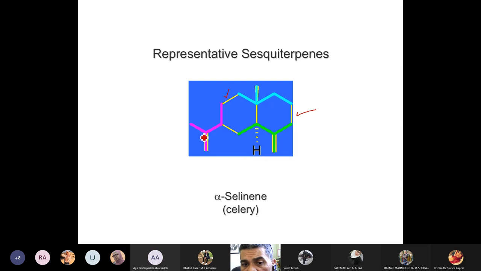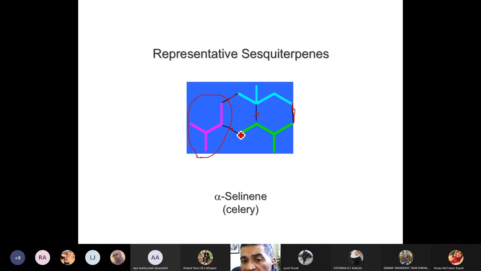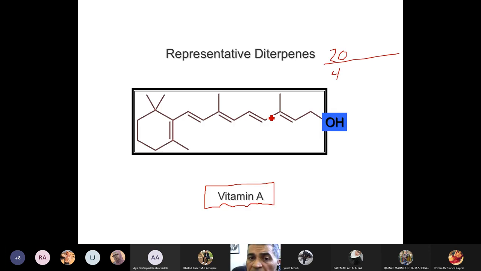Three units, as you see. This is the first one, this is the second one, and this is the third one. Head to tail, this. And here, head to tail. That's it. I don't mind about this, neither this. These are things which came later on. So three units of the isoprene. Now attach them head to tail or tail to head to give us the sesquiterpenes. The sesquiterpenes.